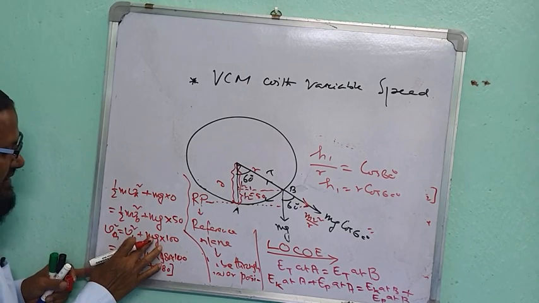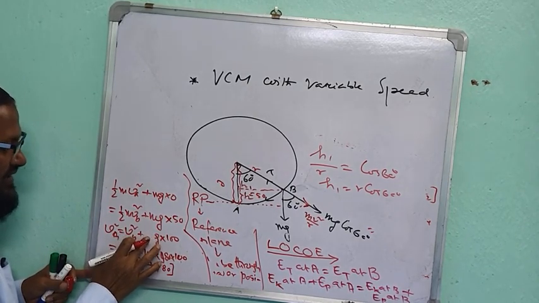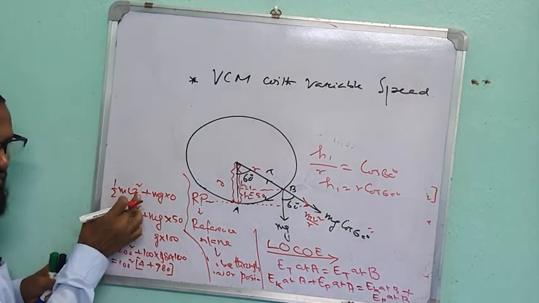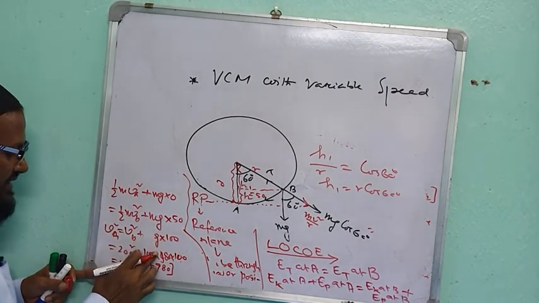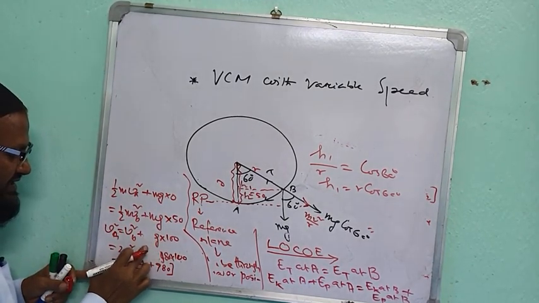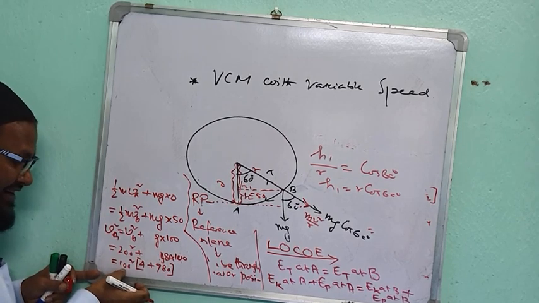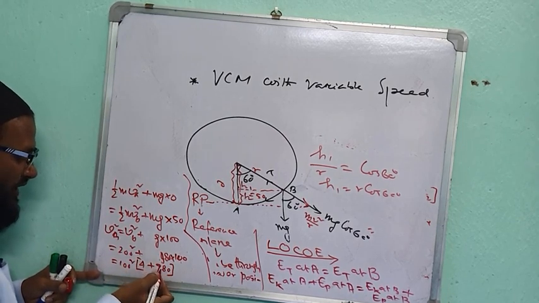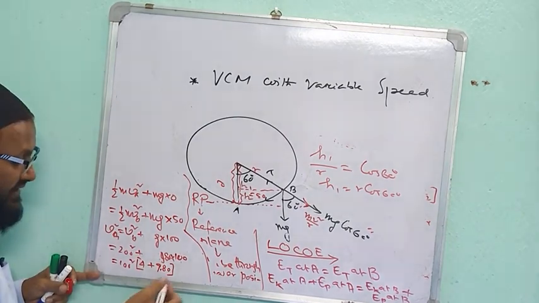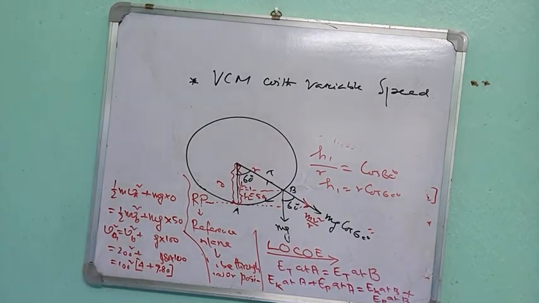Where is the mistake? This m will not be here. From both sides it will be cancelled. This 100 will not be here. In spite of that, I have taken 100 square. In that case, this is the point. So what is this? I am writing here. Please see.